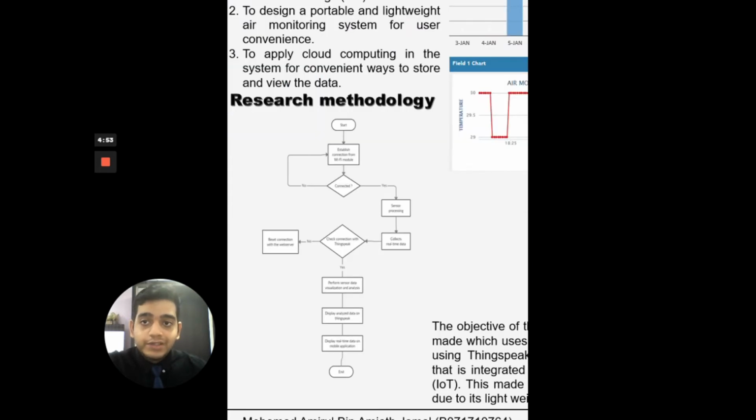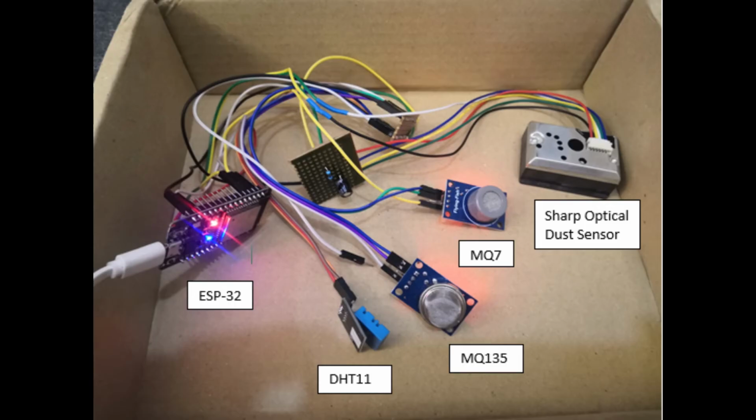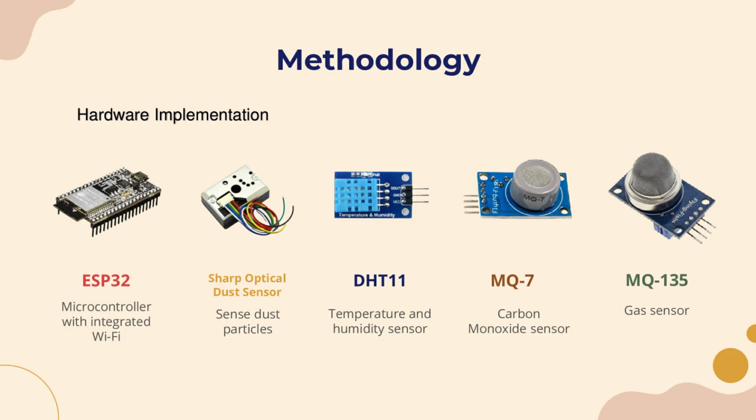Moving on to the research methodology. This is the model of my project. Basically, there are 4 sensors used alongside a microcontroller. As we can see, the microcontroller used is the ESP32. Next, the Sharp optical dust sensor, which detects dust particles. The minimum detected particle size is around 0.8 microns.